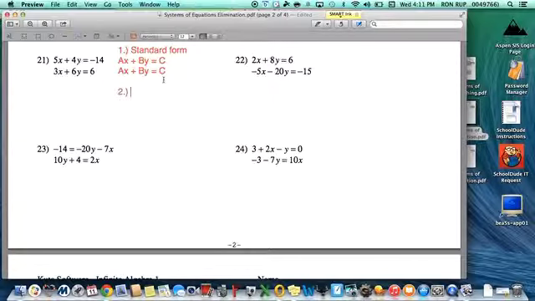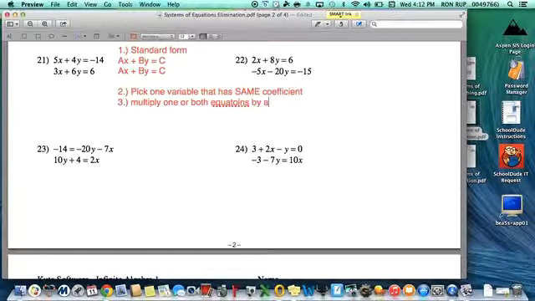So the second thing is you need your variables. Pick one variable that has the same coefficient. What that means is the number in front of the variable needs to be the same. See how that's 5 and that's 3, that's 4 and that's 6. So we've got to make these the same somehow. And if they're not the same, you're going to have to multiply one or both equations by a number to make this happen. And you could technically do division.